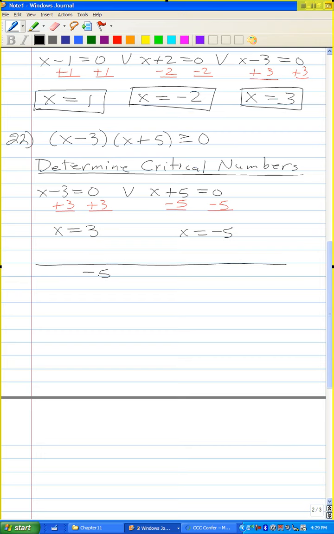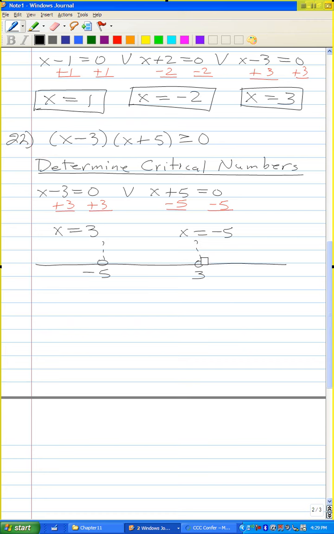So -5, +3. Take a number greater than 3, let's say 4. So please notice that in each of these subintervals, the interval for values of x greater than 3, for values of x between -5 and 3, for values of x less than -5, the left-hand side of my inequality will not change sign.